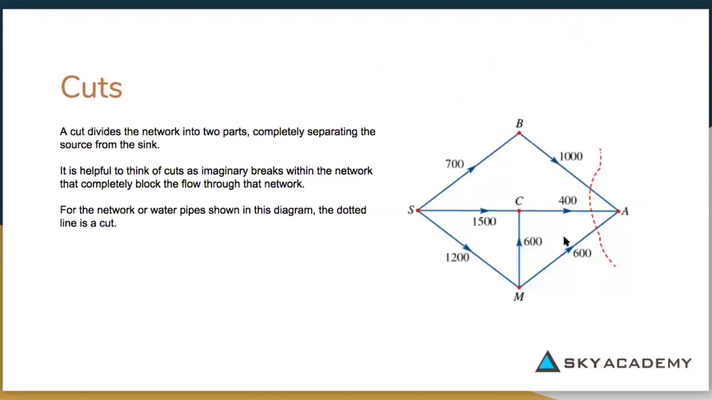As we can see here, the cut is a dotted line, and the cut separates the source, which is the S, and the sink, which is the A, completely. There is nothing coming from the source that can get to the sink, because if you pictured the dotted line as a barrier, nothing can get through. So that is a valid cut. Let's have a look at the next slide.